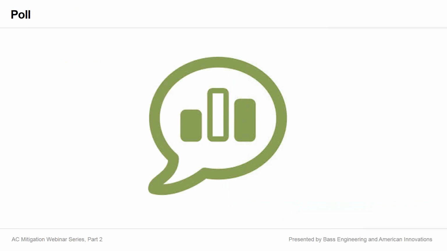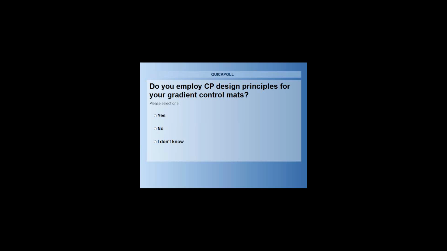And our third poll that we want to work with you folks on, you should see on your screen now. Do any of you employ cathodic protection design principles for your gradient control mats? Again, your choices are yes, no, and I don't have a clue. So any one of the three would be fine. Again, trying to get some idea of the level of understanding of our gradient control mats and how these animals operate and what we must do to offer cathodic protection to them.